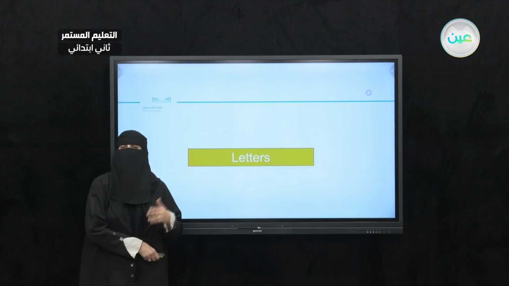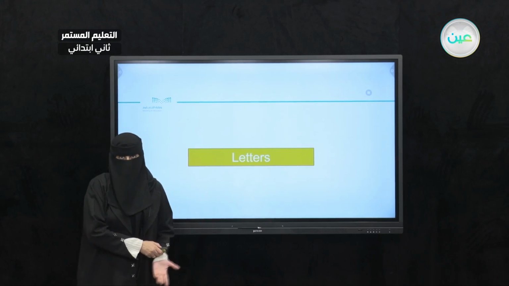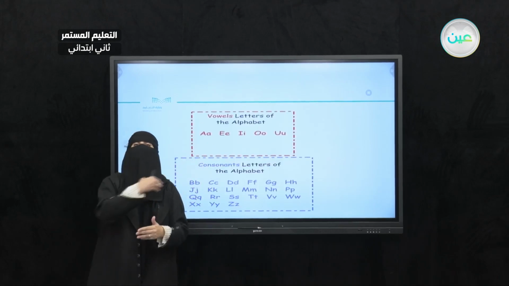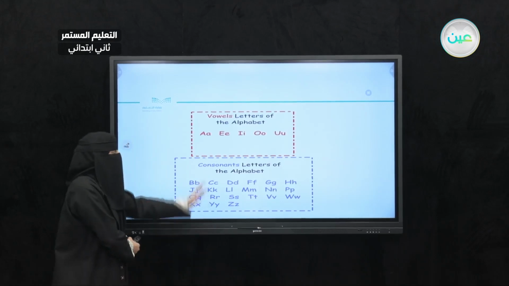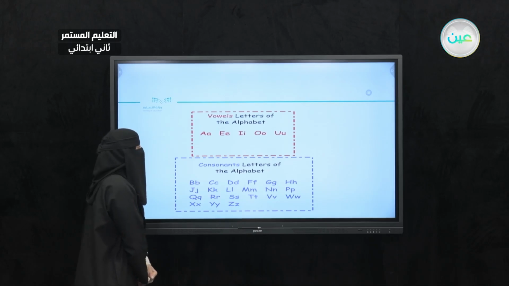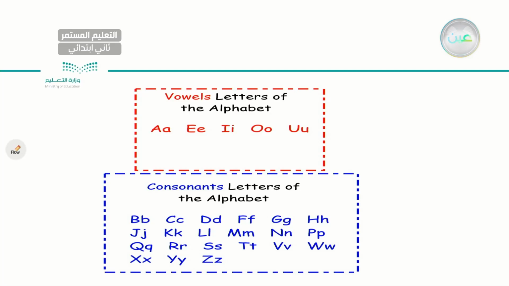Now, let's try to revise letters. I know we've covered them in the first and the second semester, but let's try to differentiate. In order to start with our lesson, we need to have the two types of the English alphabet. With the red one, I have the vowels. The letters in red are the vowels. How many vowels do we have? We have 5 vowels. A, E, I, O, and U.